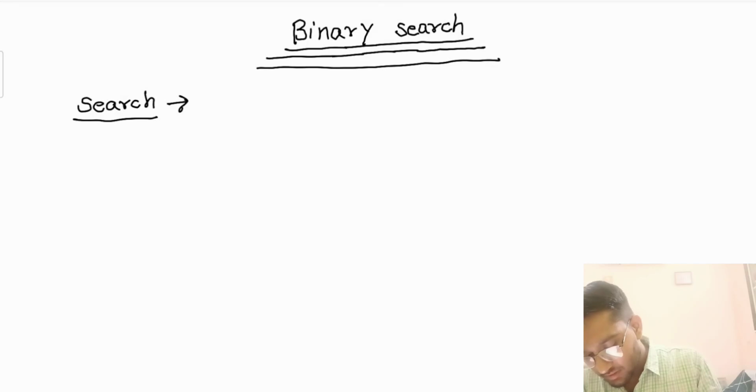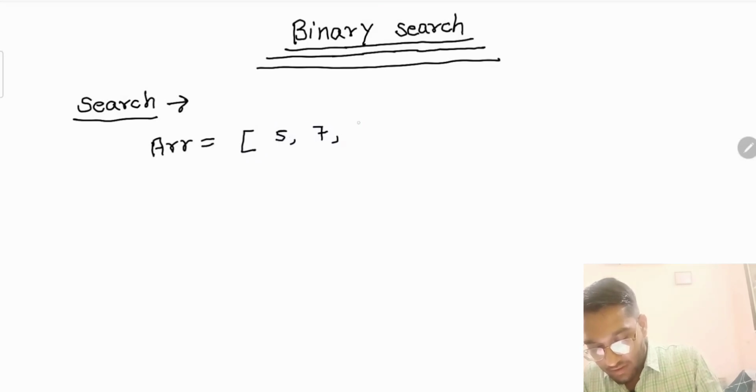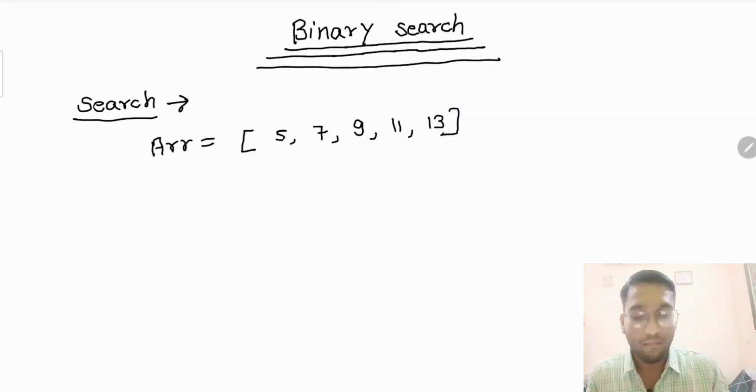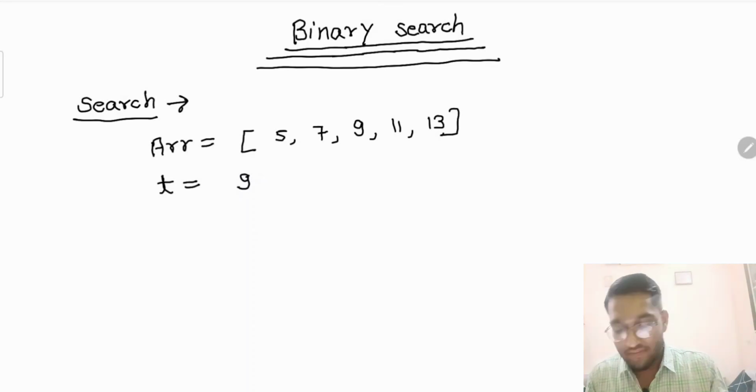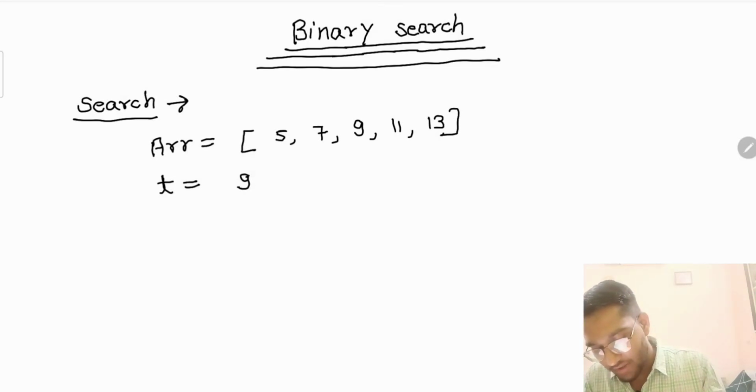For example, if the array given to you is 5, 7, 9, 11, 13, and the target element is 9, we need to find whether this target element occurs in this array or not. So this is our target element.